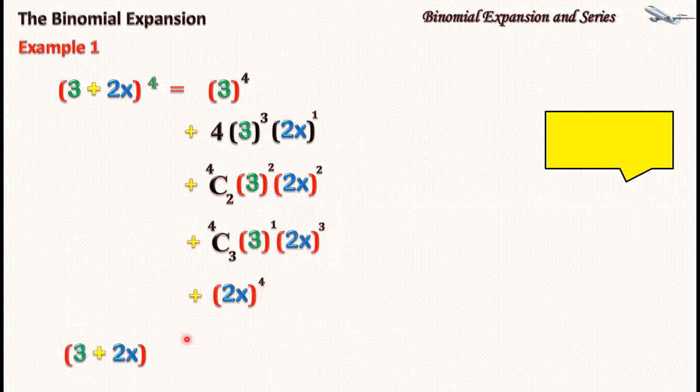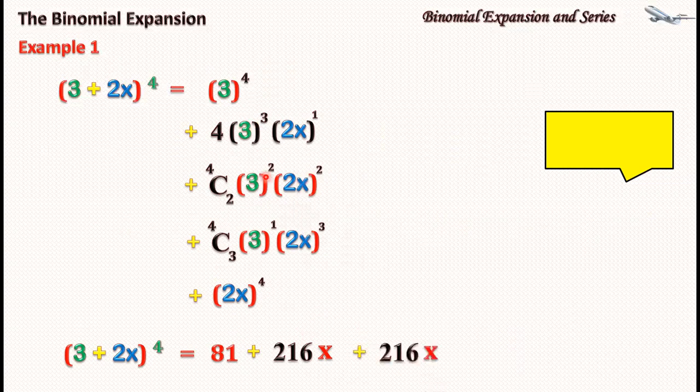We can now simplify on a line, and we are going to have 3 plus 2x to the power 4 to be equal to 81. 3 to the power 4 is 81. Plus 3 to the power 3 is 27 times 4. That gives us 216. That is 27 times 3 times 4 times 2. So we have 216x. The next one here, 4 combination 2 is equal to 4 times 3 over 2, which is 12. 12 times 9 times 2 to the power 2, which is 4. Simplifying that gives us 216 again.